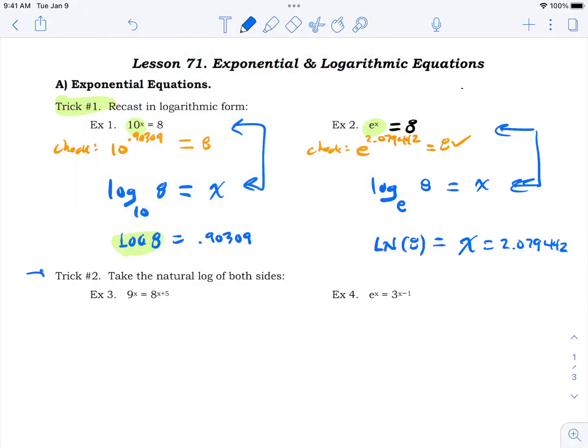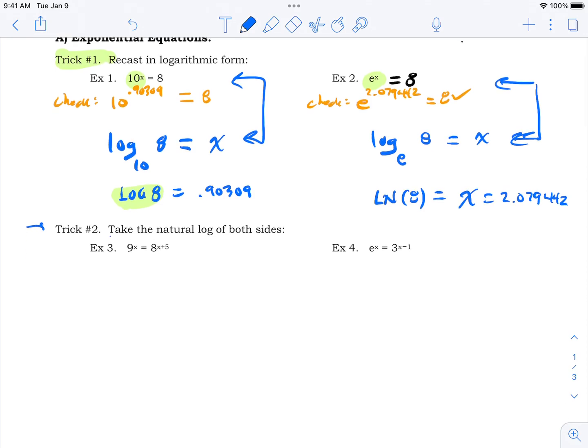So for that reason, we have a second trick that you can use. If you don't happen to have 10 to a power or e to a power, you got something else, or especially in this situation, look at this. We got 2 different things to a power. I got a 9 to the x over here. I got an 8 to the x plus 5 over there. Okay, we need a new trick. Here's the new trick. You take the natural log of both sides of the equation. Just trust me on this.